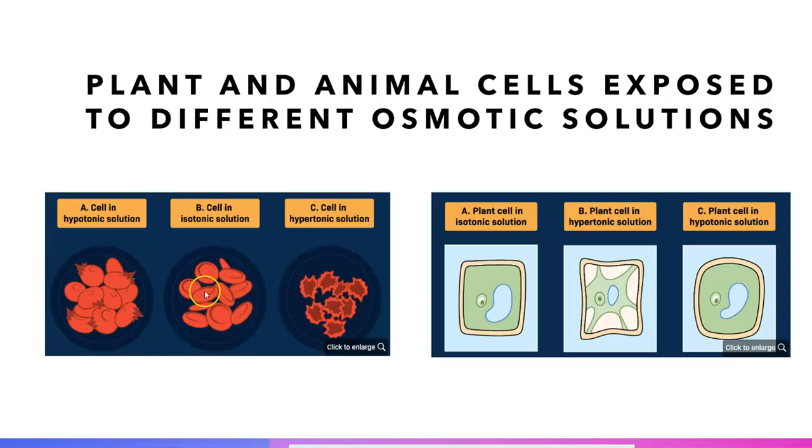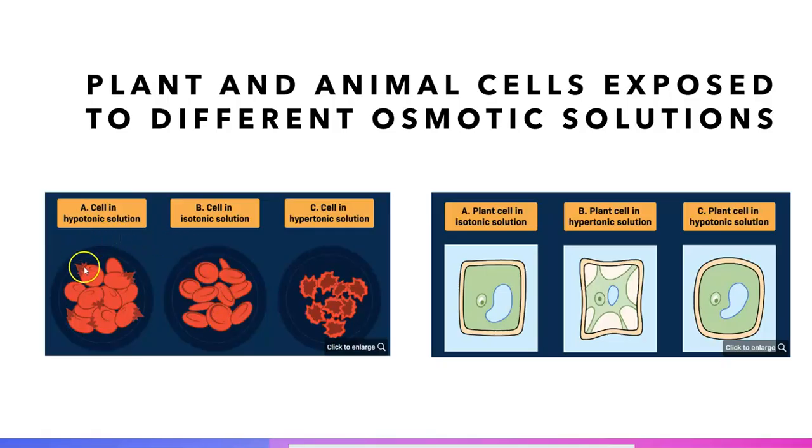Red blood cells are nice and circular, and they have little dimples in the middle. So let's say we have red blood cells in an isotonic solution. Isotonic means equal. That means the solute concentration inside of the red blood cell is equal to the solute concentration outside of the red blood cell. This is looking really good for our red blood cells. This is the perfect environment for them.